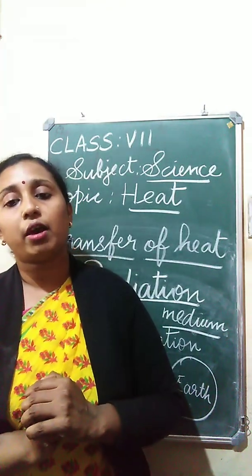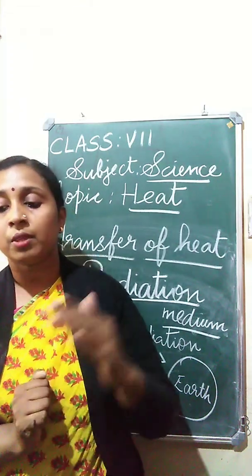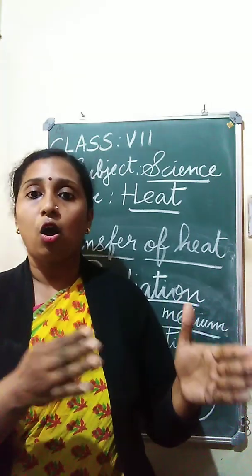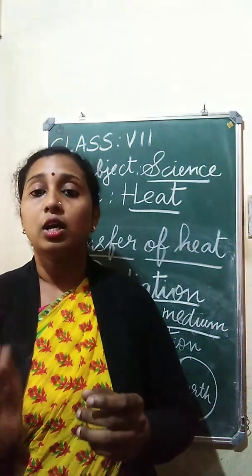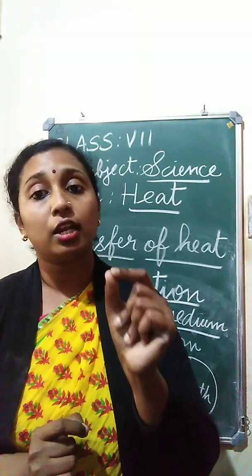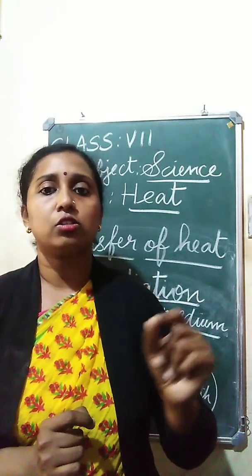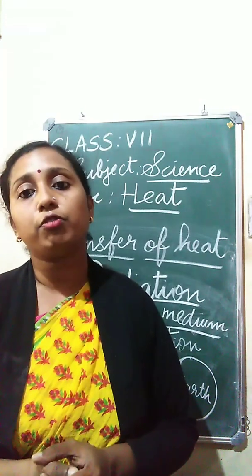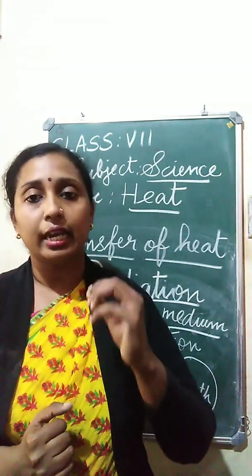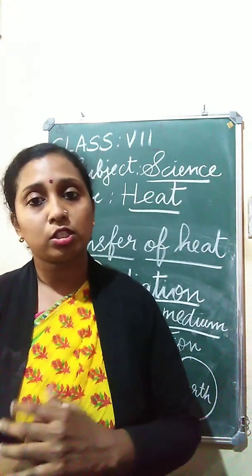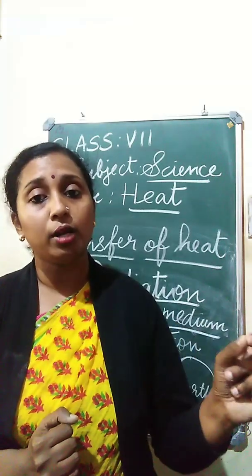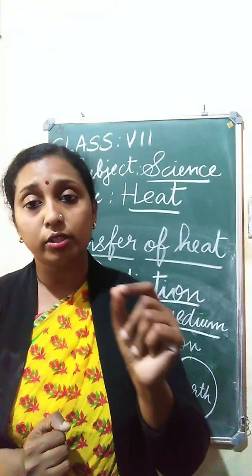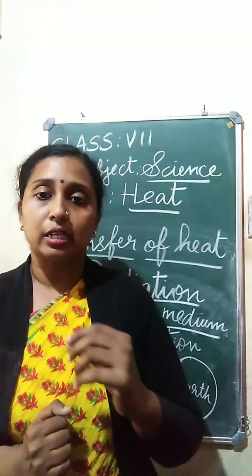Convection is the process by which heat is transferred in liquids and gases from hotter end to colder end. So convection occurs only in liquids and gases. Here also heat is transferred from hotter end to colder end. And the third type of transfer of heat was radiation, and radiation is the process by which heat is transferred from one place to another without the help of any medium, that is known as radiation.